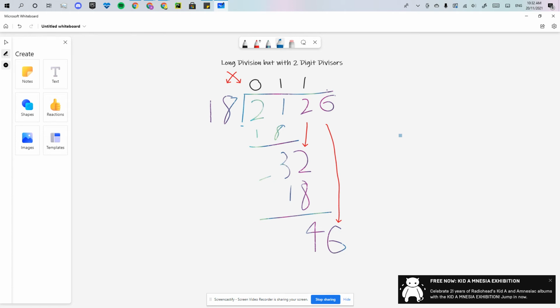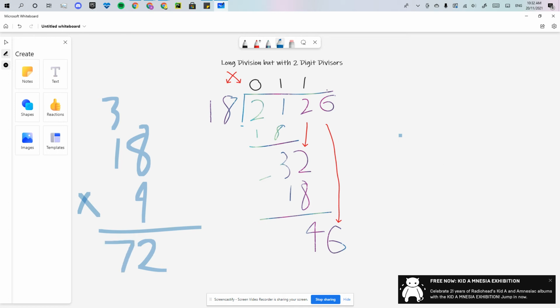Okay. Let's try again, but this time let's see if we can do it with 4, because 36 doesn't seem to be a close number. So let's see, 18 multiplied by 4 will be 32. I'm just going to do this real quick. So 4, 7, 72. Oh, that's going to be a big number, 72. So it looks like 3 might be the closest number.